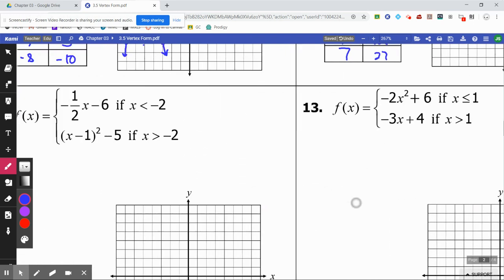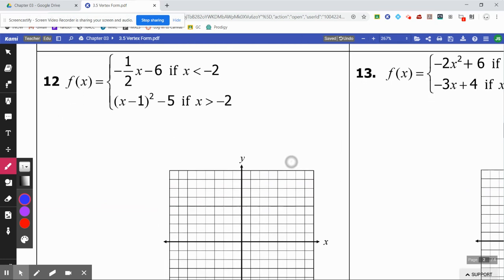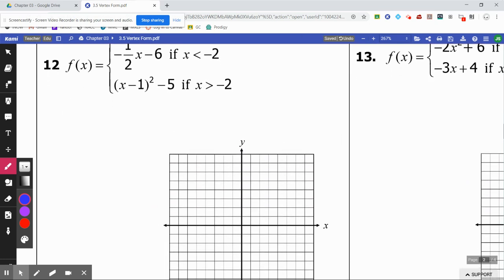Next problem, number 12. We're back to piecewise functions. Your -2 is going to be your separation point.